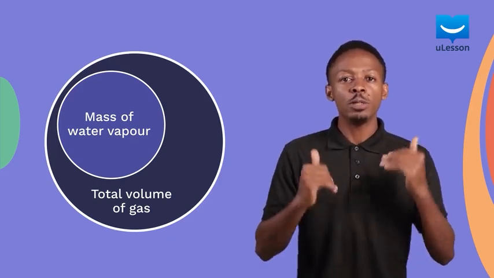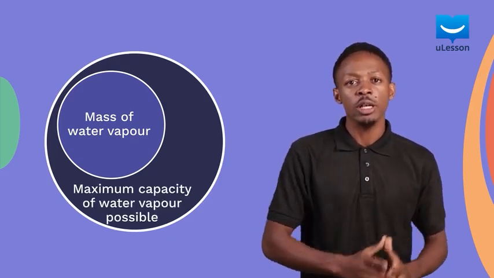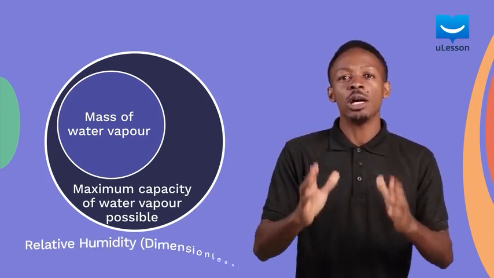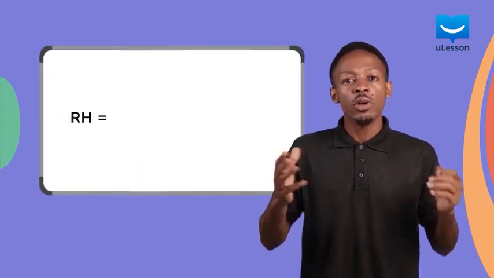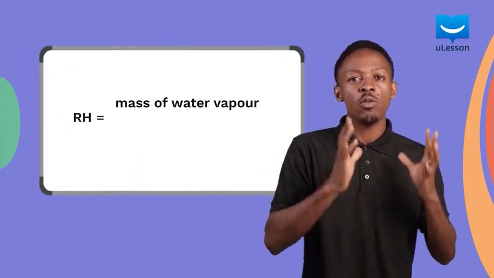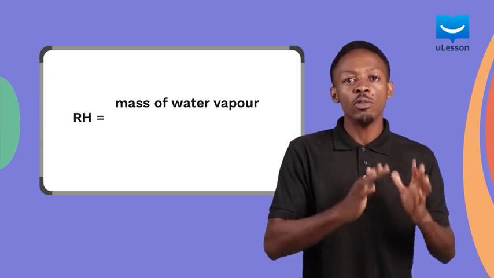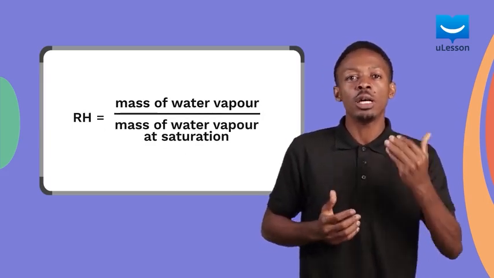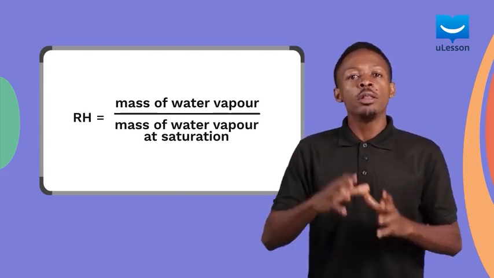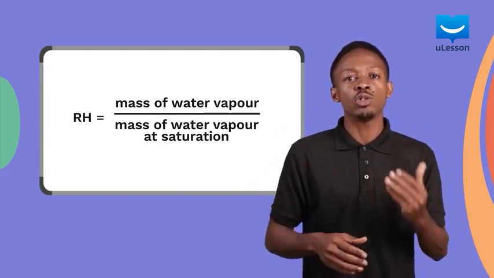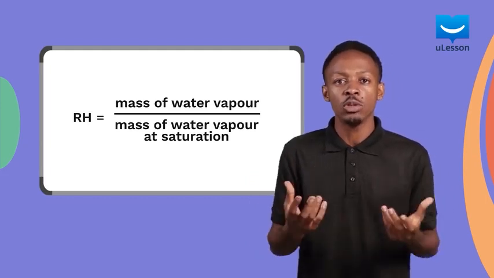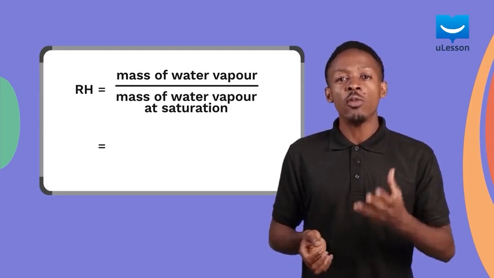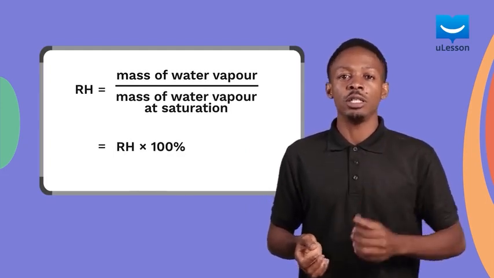Another way would be to represent it as a ratio of the current humidity to the maximum possible humidity under the same conditions. This is what is known as relative humidity. Relative humidity is the ratio of the mass of water vapor present in a certain volume of air to the maximum mass of water vapor the same volume of air can hold at the same temperature and pressure. This state when a volume of gas has absorbed the maximum amount of vapor it can hold is what we call saturation. Relative humidity is often represented as a percentage.